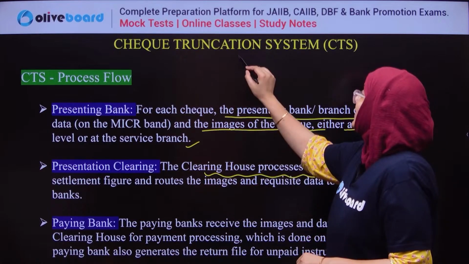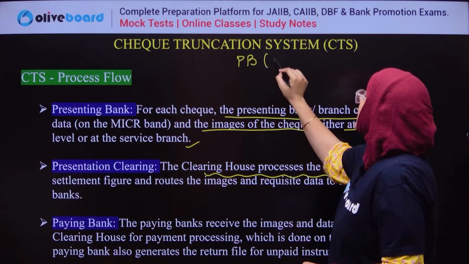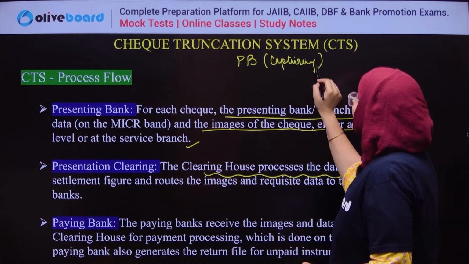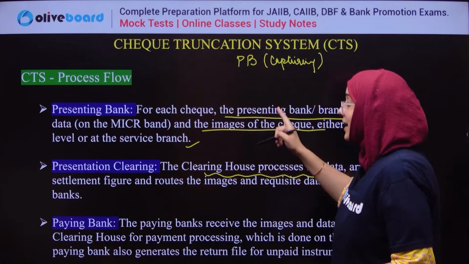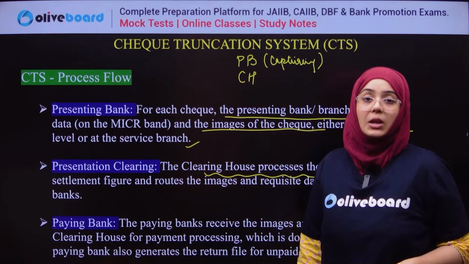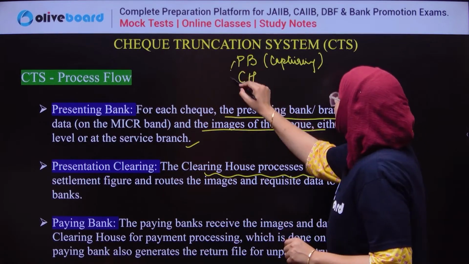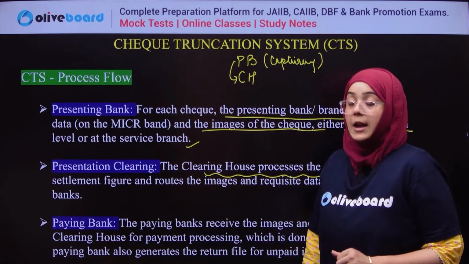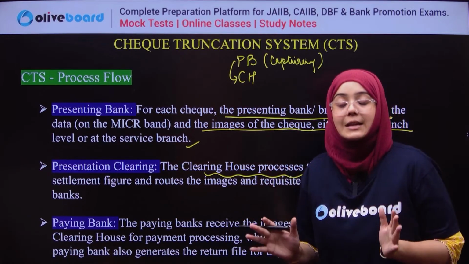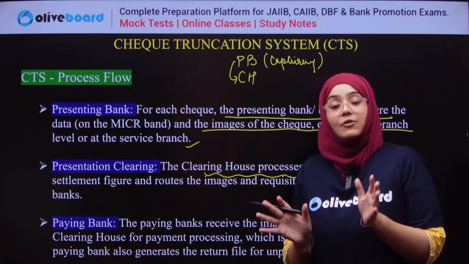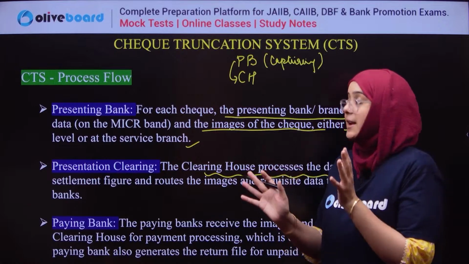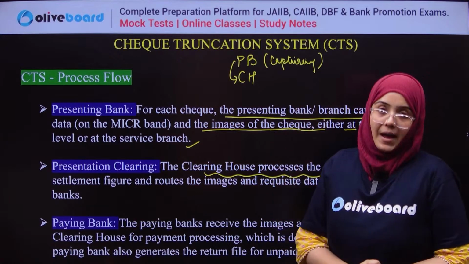So there is a presenting bank who is actually responsible for capturing the image. Then this image is sent to the clearing house. Now there is a clearing house which processes all the data of that image and arrives at a settlement figure based on the image that is provided to them by the presenting bank.